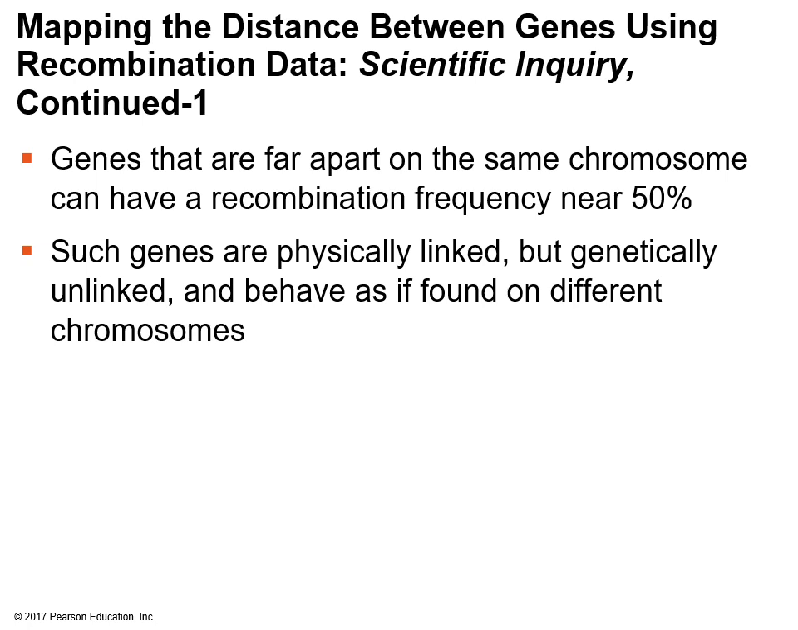Genes that are far apart on the same chromosome can have a recombination frequency near 50%. Such genes are physically linked, but genetically unlinked, and behave as if found on different chromosomes. So basically, if you have a recombination frequency over 50%, it's likely that that gene is going to end up being transferred and swapped with another gene on a different chromosome.